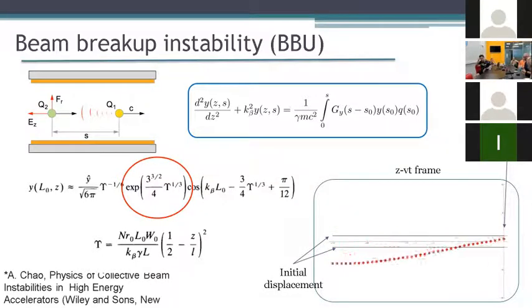Excuse me, may I ask a question? Absolutely. So the general idea, you want to create a very short accelerator, which can give you a very huge acceleration.